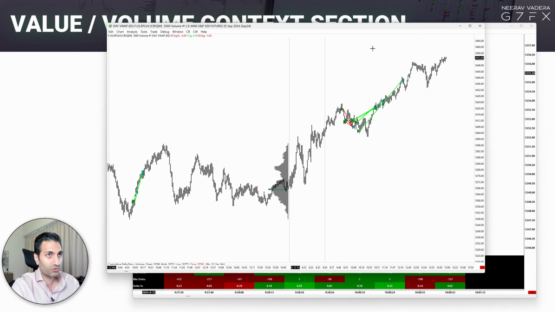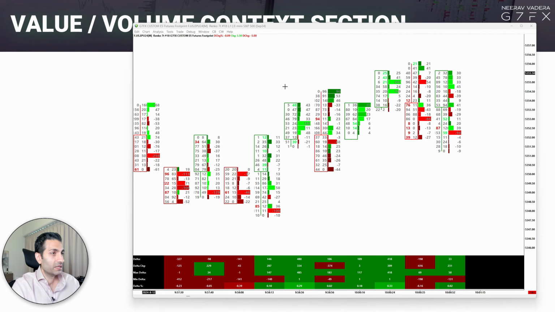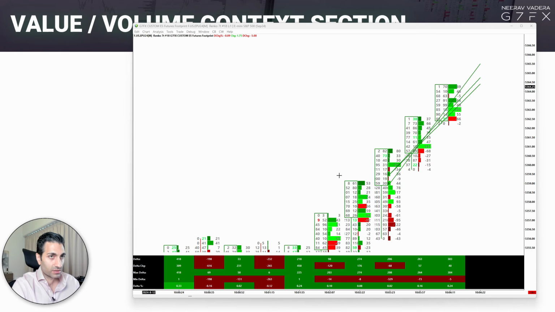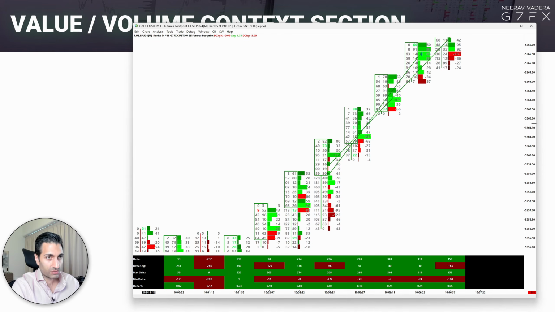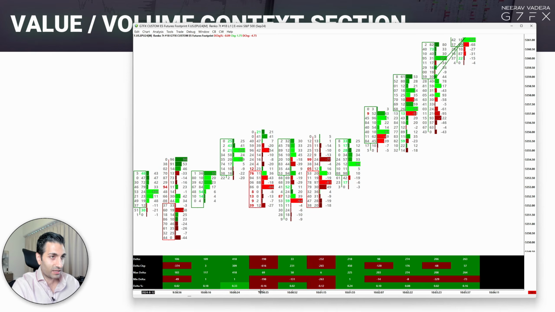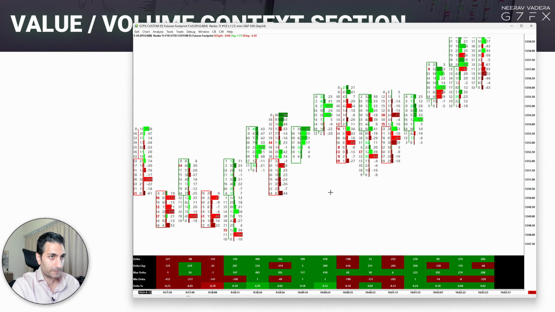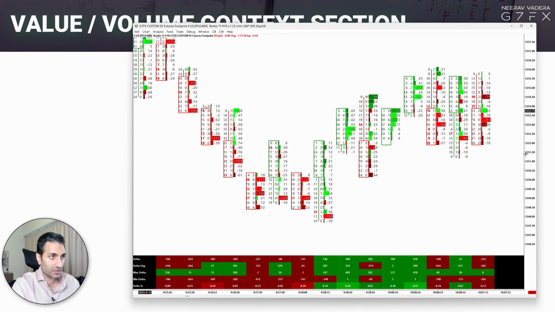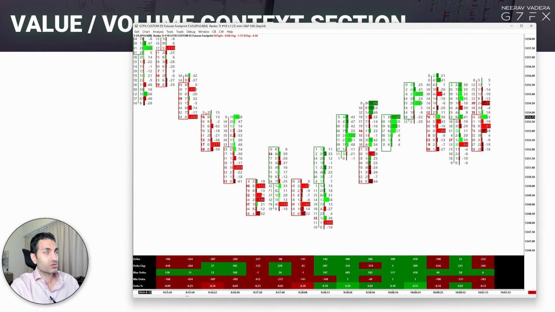Okay, so I'm just going to move this out of the way. Okay, so this is where I entered. Can you see that? Right there. That's where I entered. There's a reason why I did that. If I just scrunch this up slightly, what you'll see is we were in the range. So when we're in a range, what I want to see is, as we get down to the bottom, I want to see aggression from the other side, from sellers.